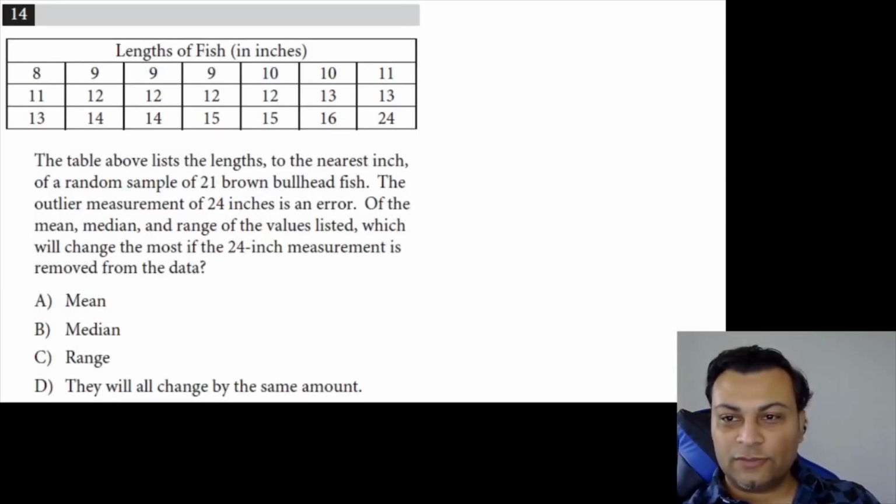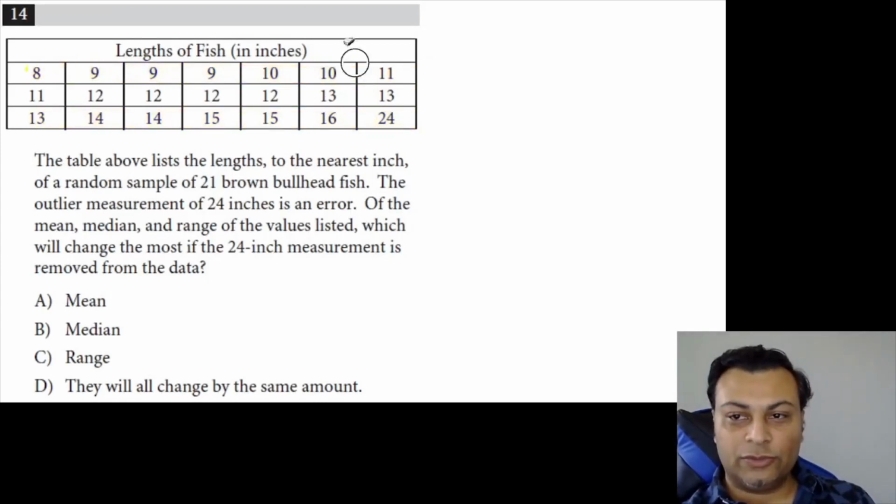Okay, moving on to question 14. The table above lists the lengths to the nearest inch of a random sample of 21 fish. The outlier measurement of 24 inches is an error, this one. Of the mean, median, and range of these values, which will change the most if you remove this 24-inch measurement? Okay, so let's look at something called the median. Now the median right now is the middle number. You have the bottom 7 here, you have the top 7 here, and so the exact middle number is here, 12. So right now the median is 12.